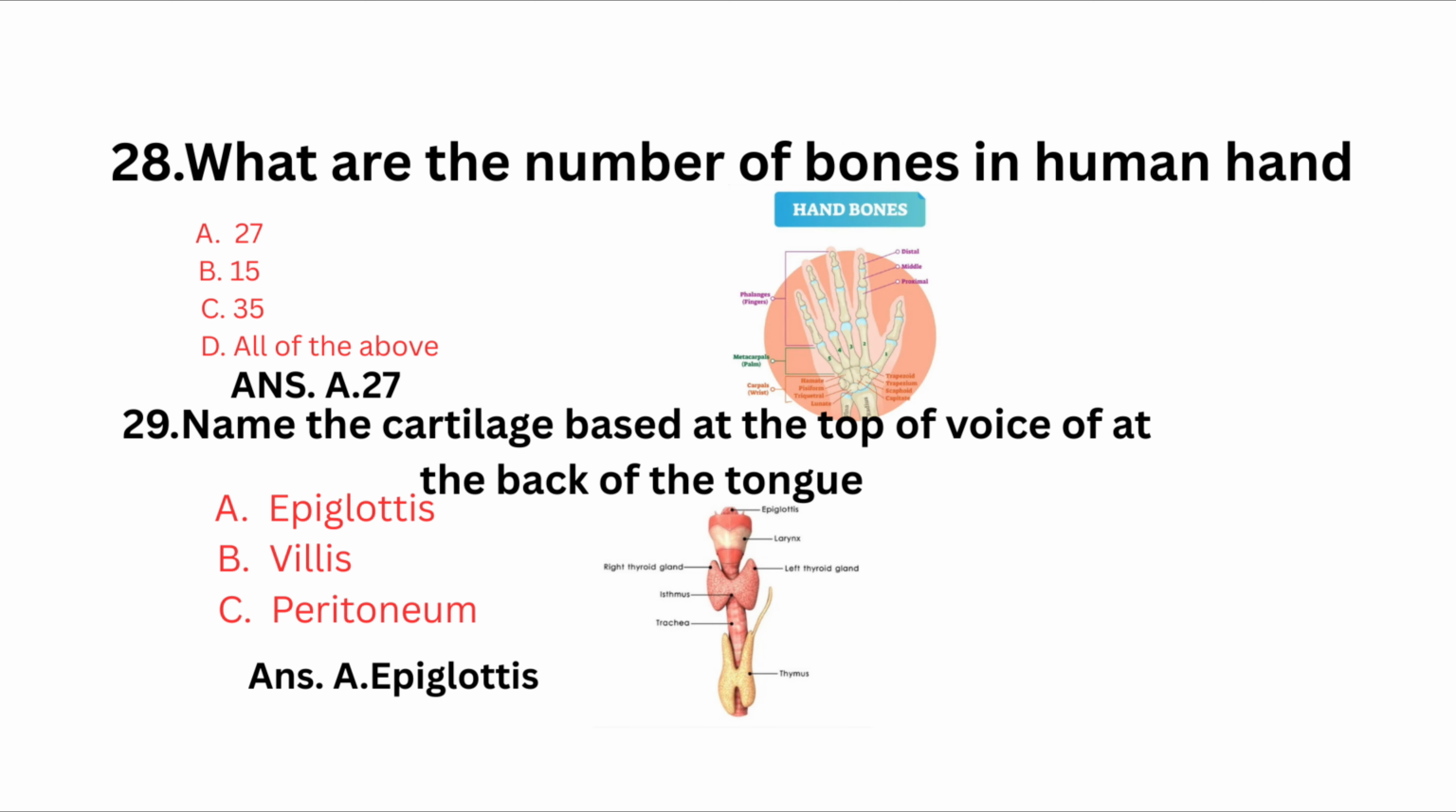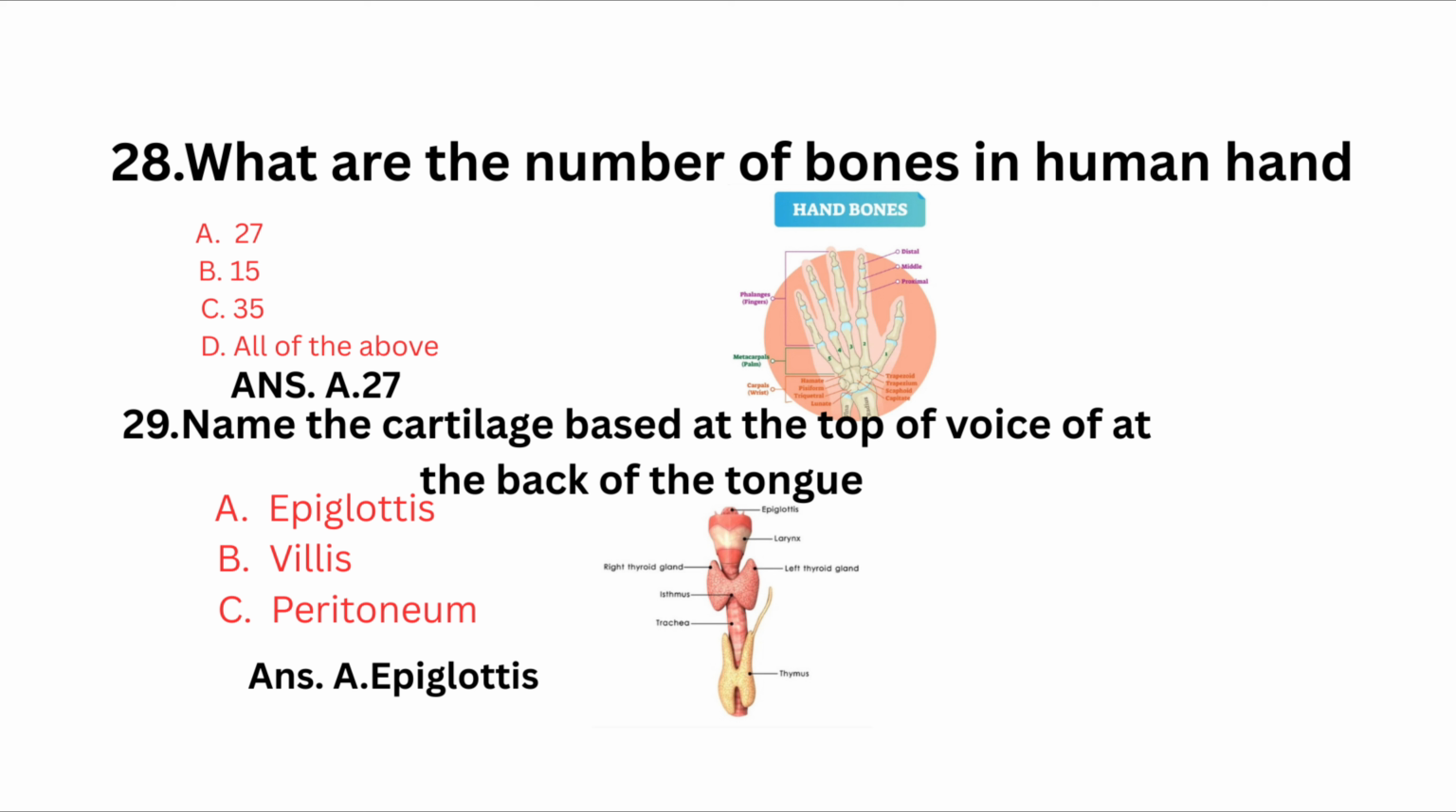28. What is the number of bones in human hands? Answer A 27. Answer B 15. C 35. D all of the above. Answer A is 27. Diagram is given on the right. Please take a screenshot if you want.